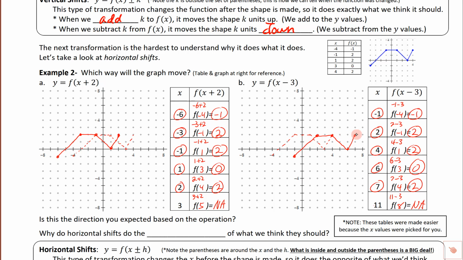1, 2, 3. We moved it over 3 places. We took this one, moved it over 1, 2, 3. We took this one, moved it over 1, 2, 3. Okay, so is this the direction you expected?